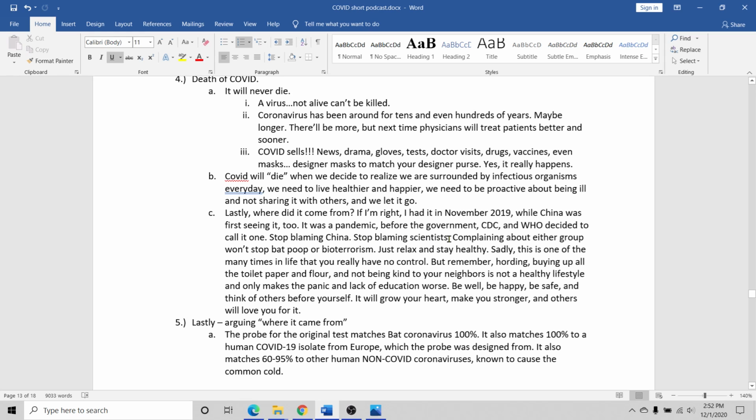Stop blaming the scientists. Okay, the scientists are just collecting these viruses because they make money on learning about these things, and we want to know more about these things. If they didn't have it, we wouldn't have the information that we currently have. Not that that information is that useful, but we wouldn't be learning more about it. So stop blaming the scientists. Complaining about either group wouldn't stop bat poop, and it wouldn't stop bioterrorism.